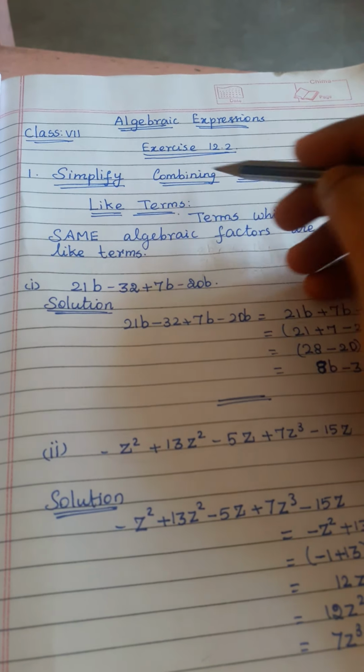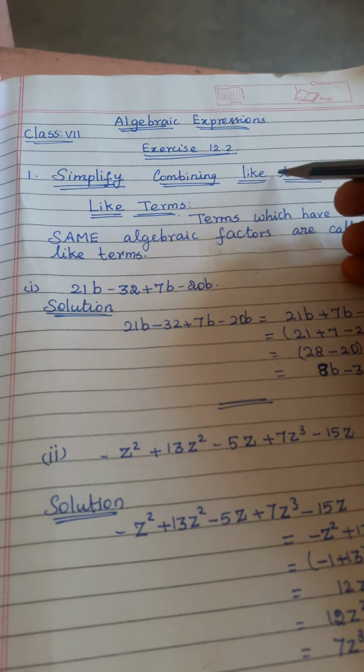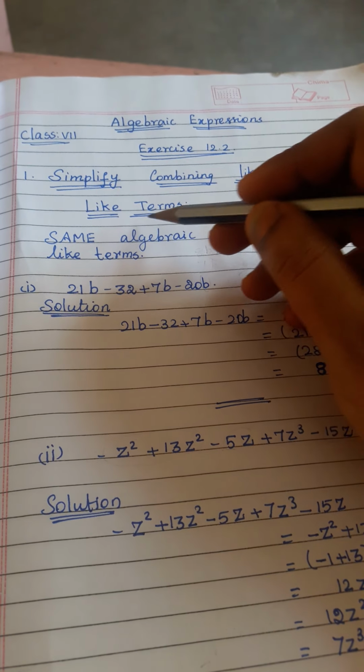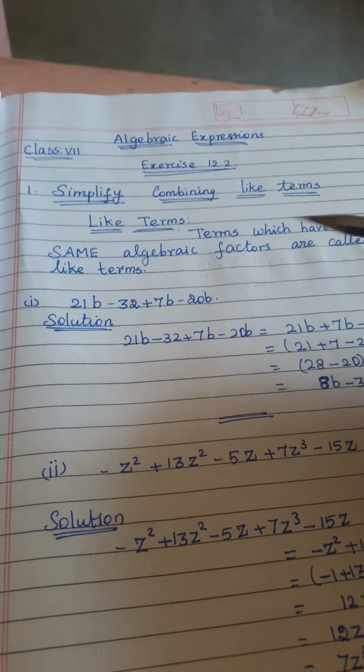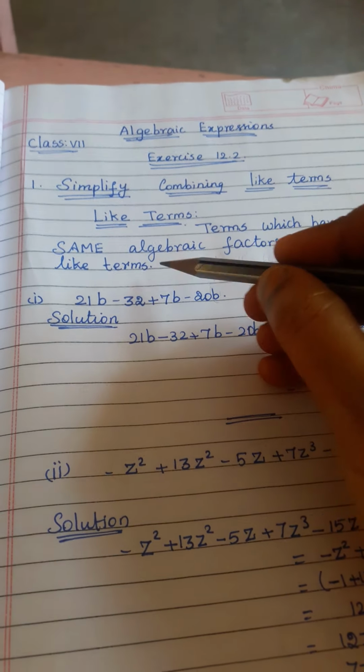So the question is: simplify combining like terms. Before starting the question, first let us see the definition of like terms. Terms which have the same algebraic factors are called like terms.